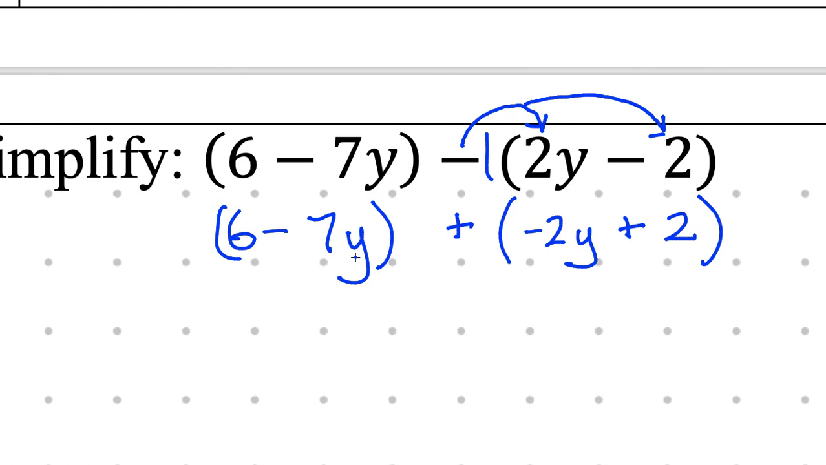100% of the time, if you ever have a negative, distribute it first, then you can drop the parentheses. If it's a plus sign, ignore it, just go ahead and drop the parentheses right away. And then from there, we have to add like terms.